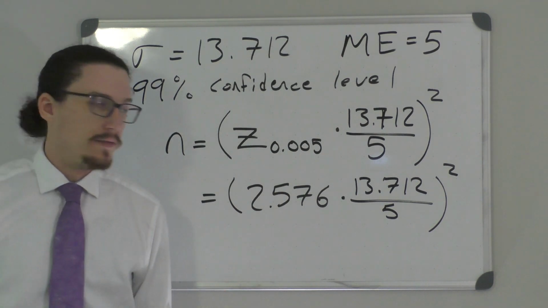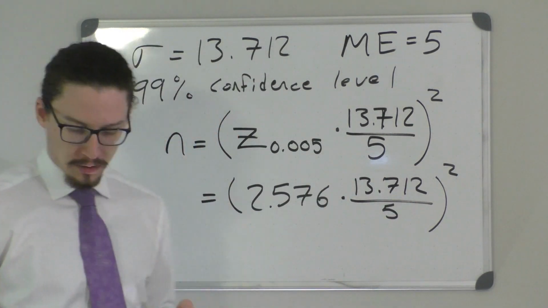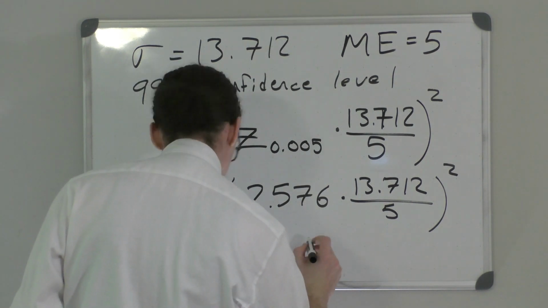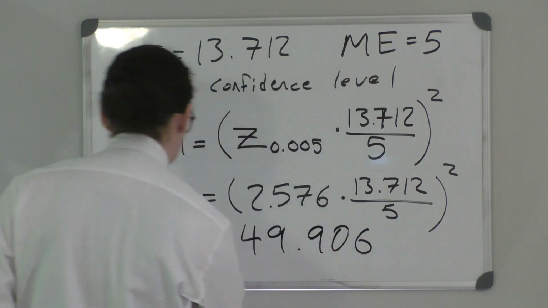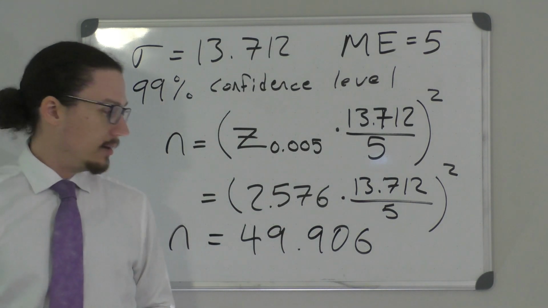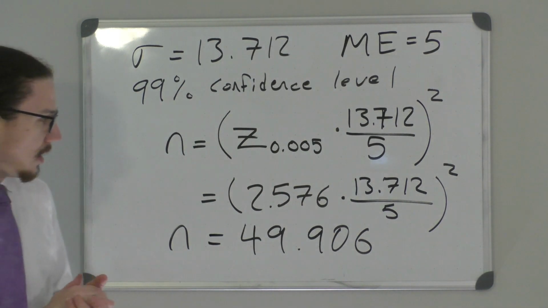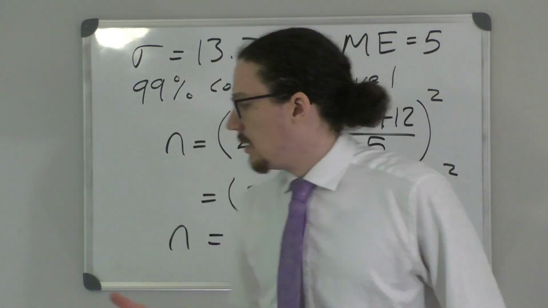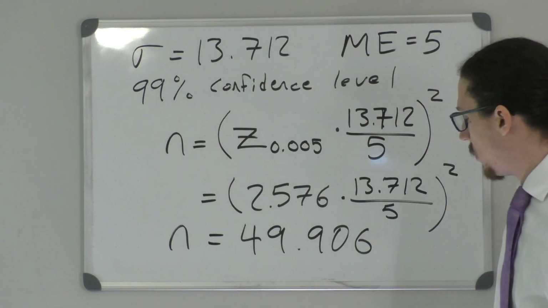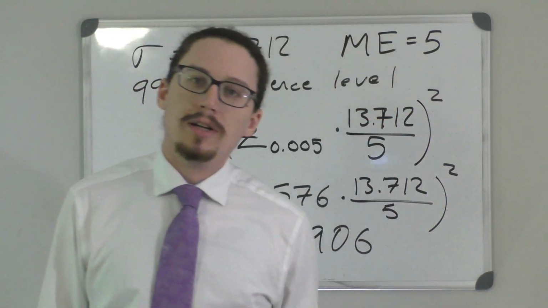The z-score, the critical value, would be 2.576. Once we have that, we can punch all of this into our calculator, and we should get n equals 49.906. This would be the answer that we get once we run everything through the formula.